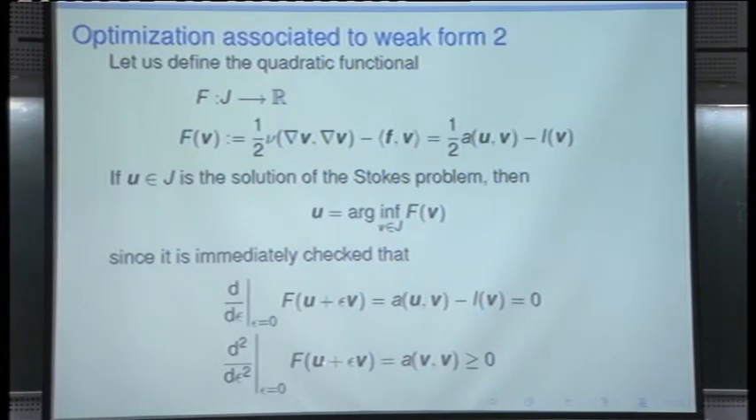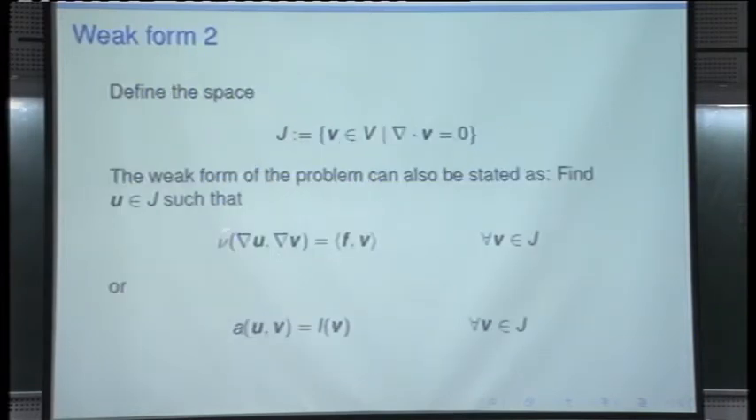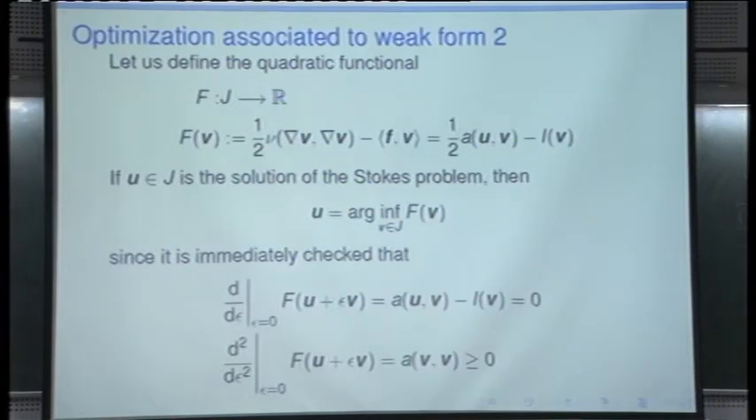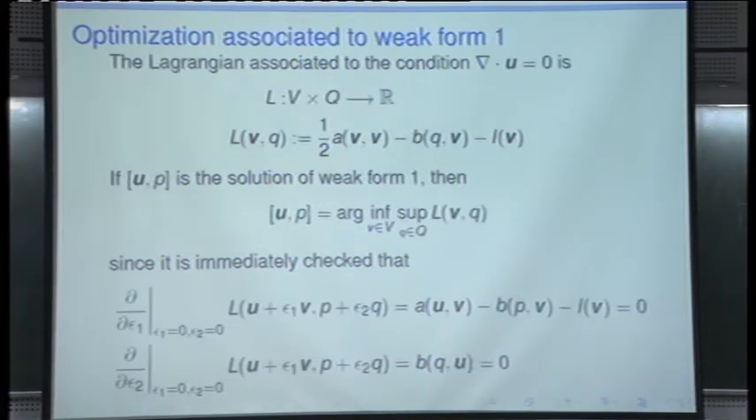And what about the second derivative? The second derivative happens to be this, and we know that this is positive because in that case this is only the viscous part, which is positive, therefore it's a minimum. Okay, it's a minimum. Okay, this is important. This is important because in fact it's not this weak form 2 that is important but weak form 1.